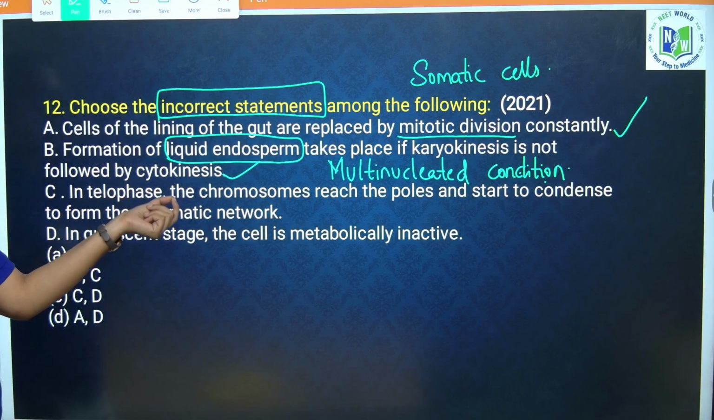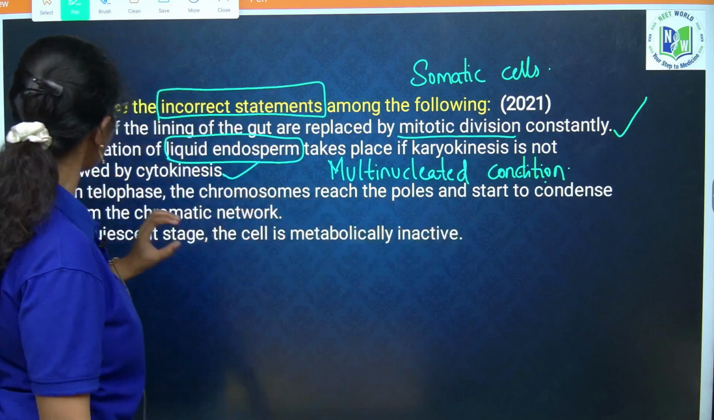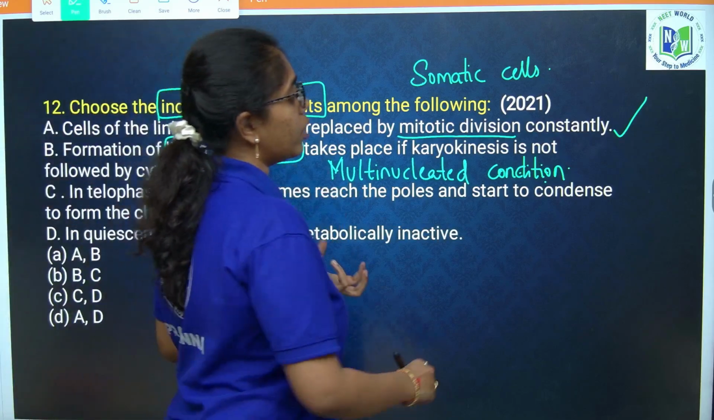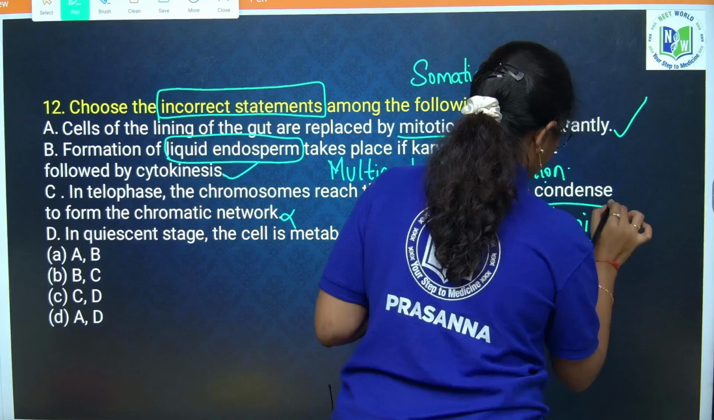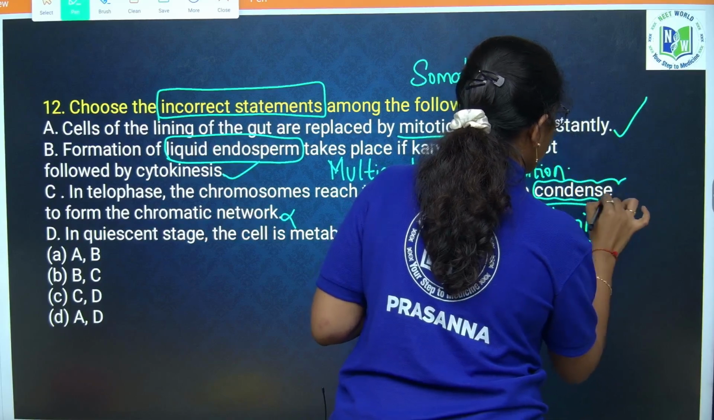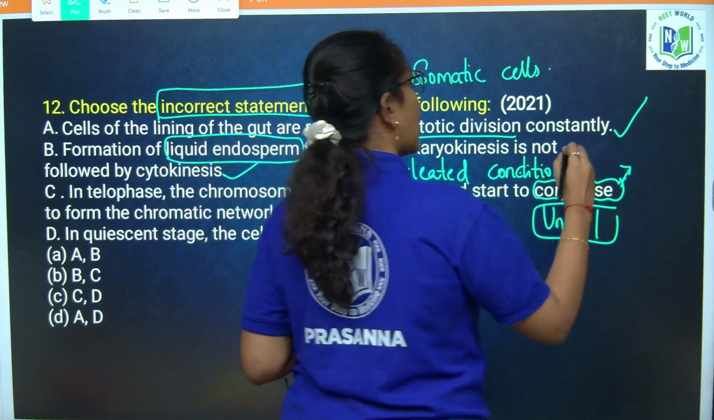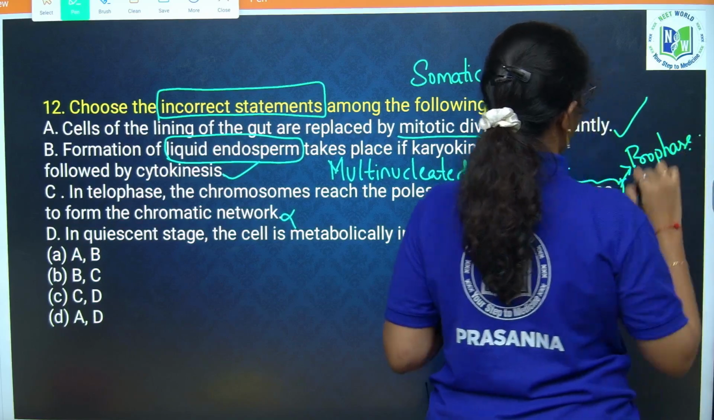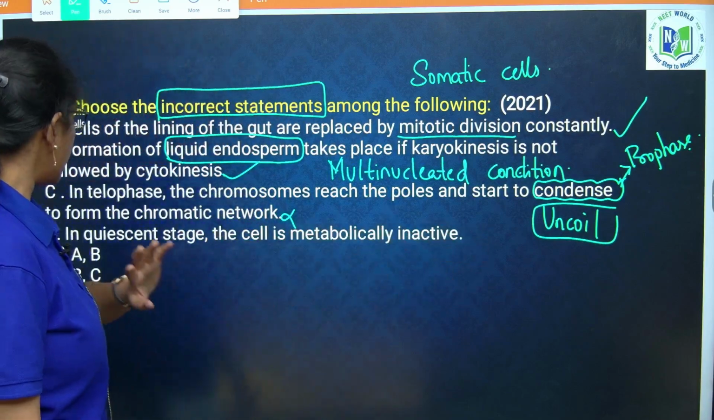In telophase, the chromosomes reach the poles and start to condense to form chromatin network. No, they will uncoil to form the chromatin network. Whenever the term condensation comes, beta, do remember and keep it in your mind, your answer should be prophase. Condensation always happens in prophase, uncoiling during the last phase of karyokinesis, that is telophase.